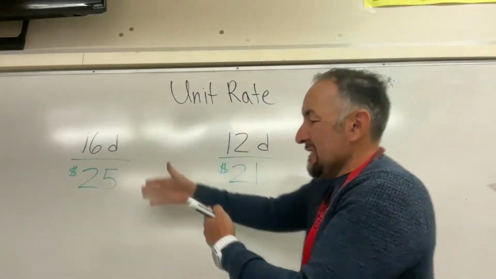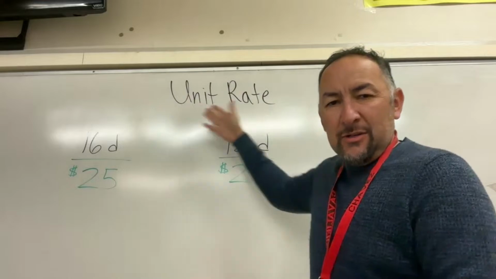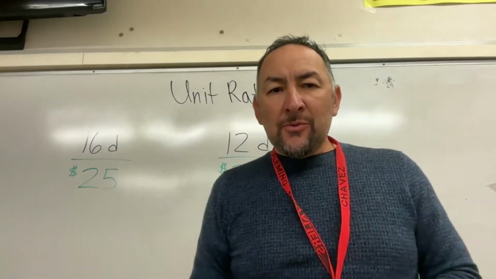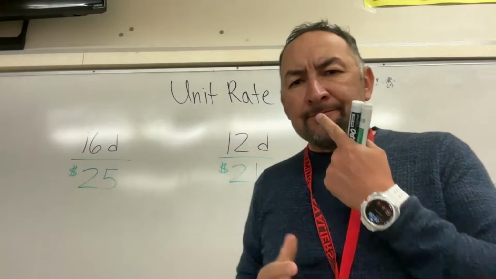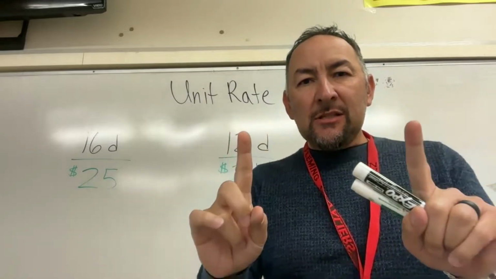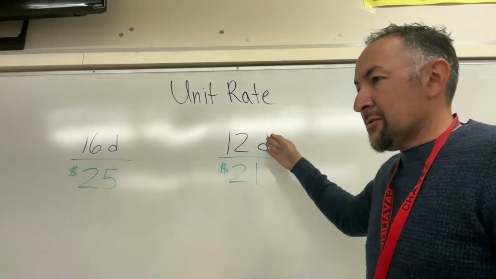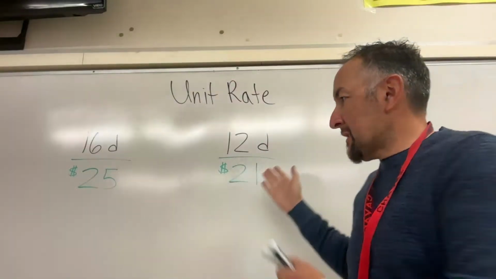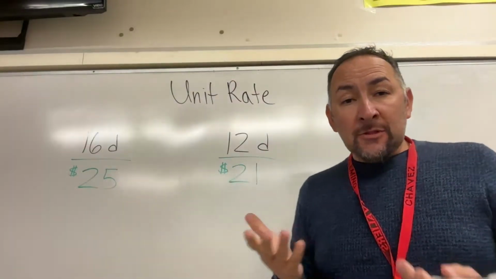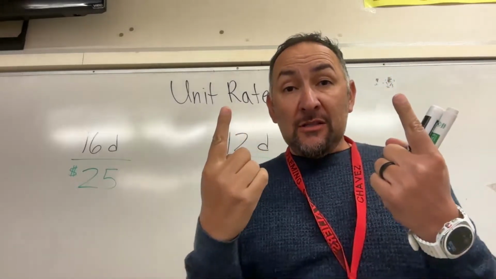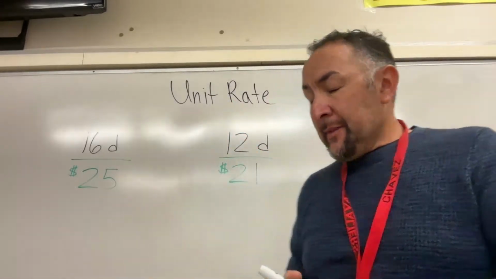It's not easy to tell because the number of donuts is different. The amount that you paid is different. So sometimes it's nice just to be able to know, well, how much did I pay for just one donut at this place? And how much did I pay for just one donut at this place? And then we can compare. So that would be finding unit rate, if you can just find out how much for just one. All right. Well, let's see how we do that.